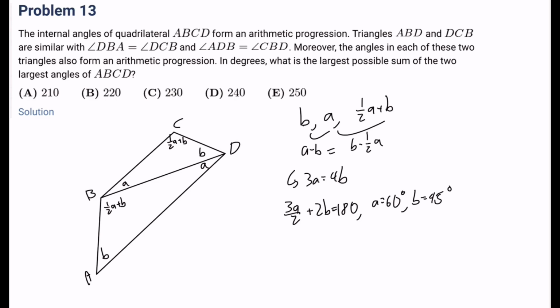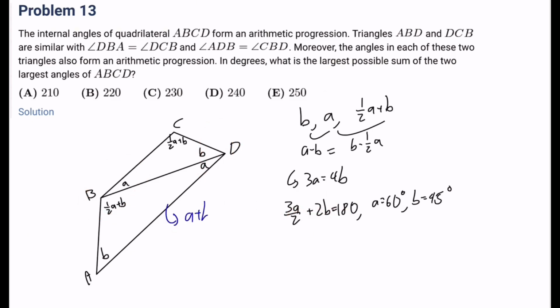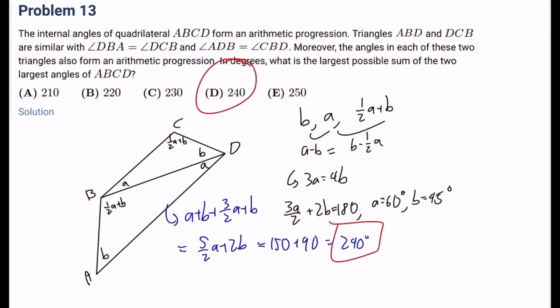So this gives us that the largest possible sum of the two largest angles is the two largest angles, this one and this one, right? It's A plus B plus 3 over 2A plus B. This is going to be 5 over 2A plus 2B. And if we plug those in, then this is going to be equal to 150 plus 90, that is 240 degrees, right? So 240 is the answer, it's D.